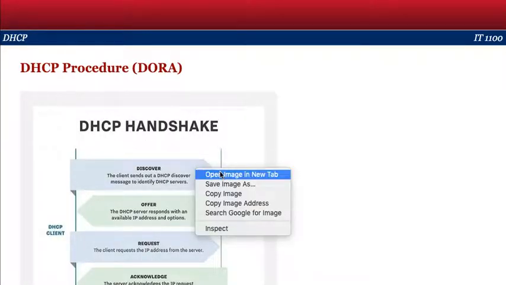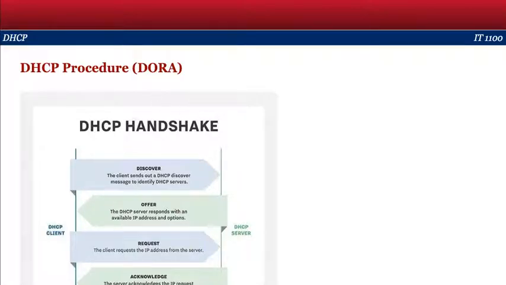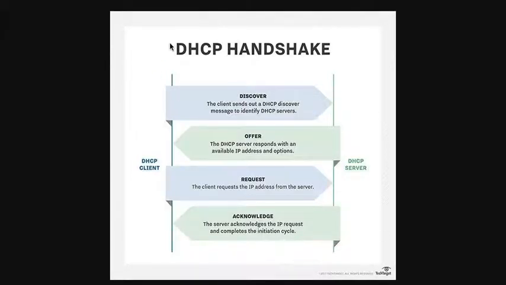So let's see if I can open this in a new tab. There we go. So we're looking at the DHCP. This is actually what the protocol does. We're talking about the DHCP protocol and kind of the procedure and order of operations that happens here. So the first thing that happens is the client. The client sends out a DHCP discover message to identify DHCP servers.